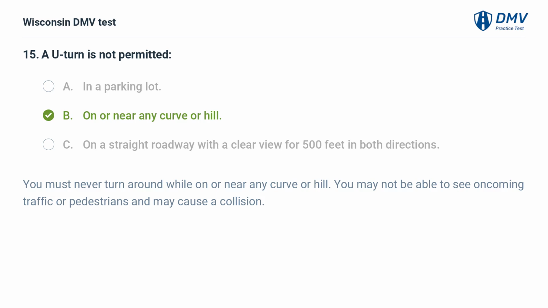B. On or near any curve or hill. You must never turn around while on or near any curve or hill. You may not be able to see oncoming traffic or pedestrians and may cause a collision.